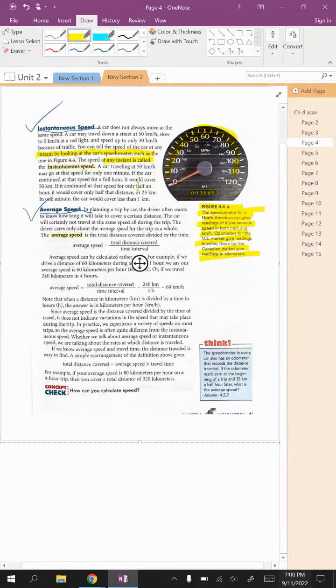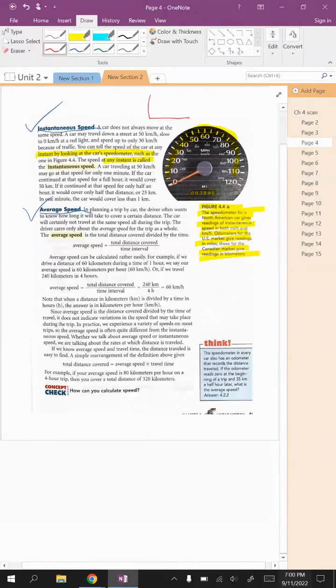If it continued at speed for only half an hour, it would only cover 25 kilometers. If it was only doing that for 1 minute, the car would cover less than a kilometer. So instantaneous speed is like when you're looking down at the speedometer. It's the speed at any given instant.